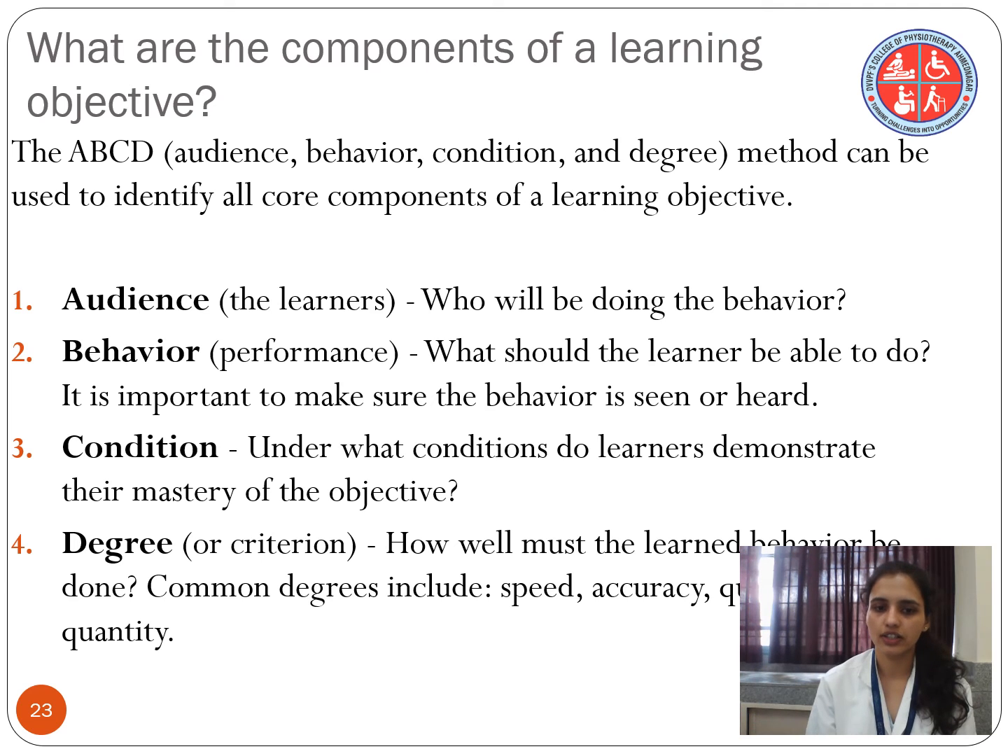Then condition, the third, means under which condition the learner will demonstrate mastery of the objective, so it shows the condition. Then degree: the learning objective shows the degree, the criteria, how well the learner must behave or perform. The common degrees include speed, accuracy, quality or quantity. So in which way the student will be able to get the knowledge will be shown by the criteria.